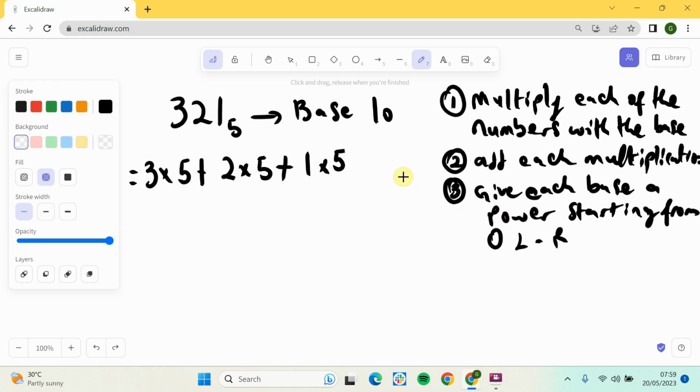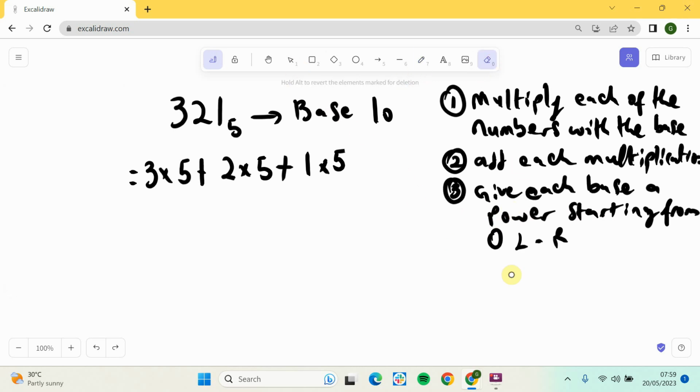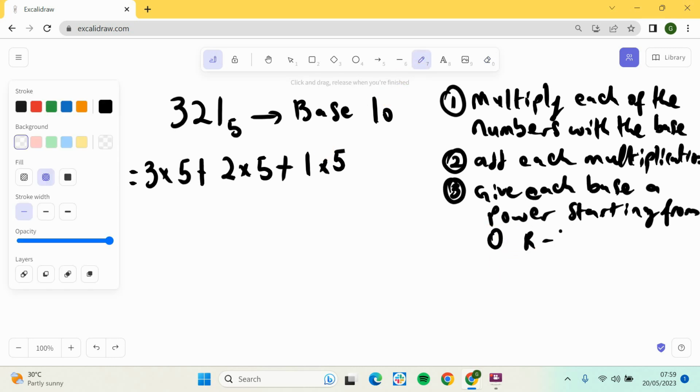Okay, I said left to right, but this should actually be right to left. So starting from 0, from the right, going this way, I give each base a power. I'll give this one the power 0, because I said you should start from 0. I move to the next one, incrementing. This one will be power 1, and this one will be power 2, and that's all.